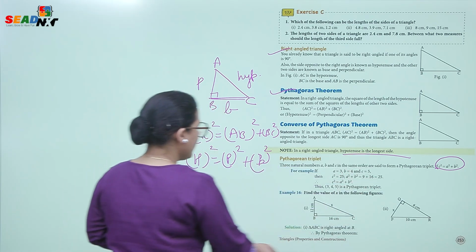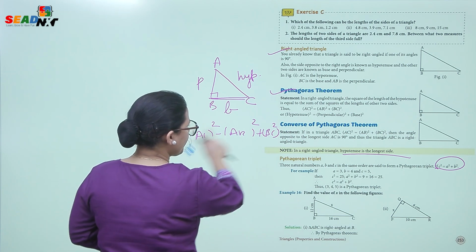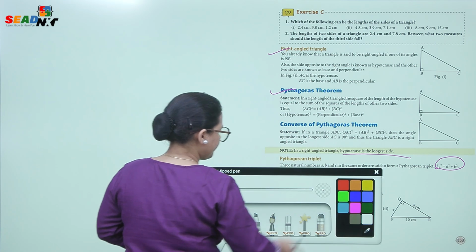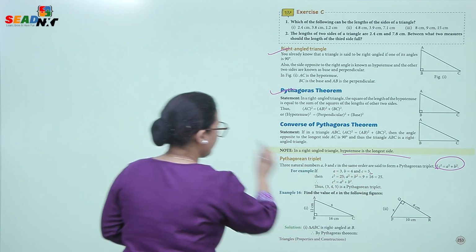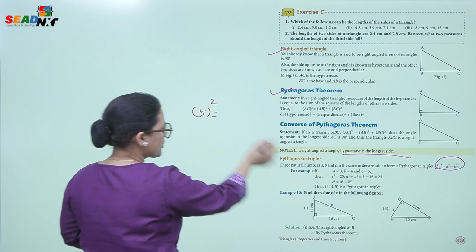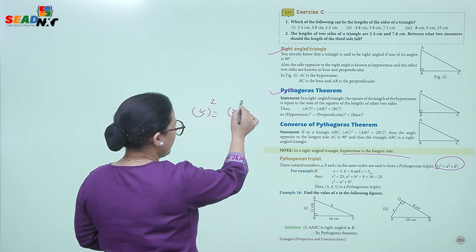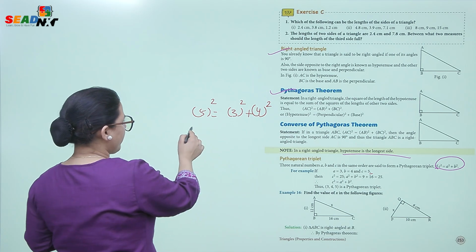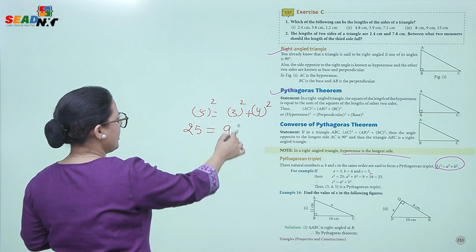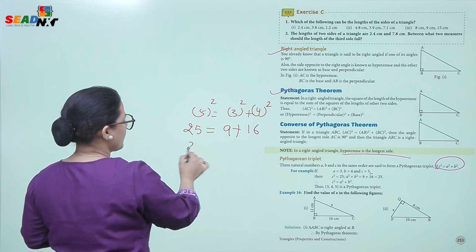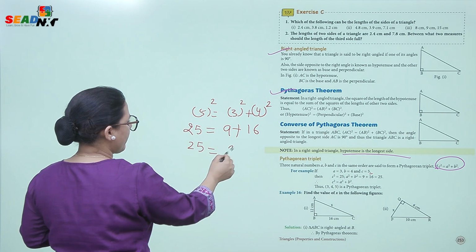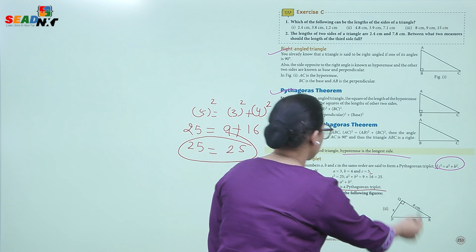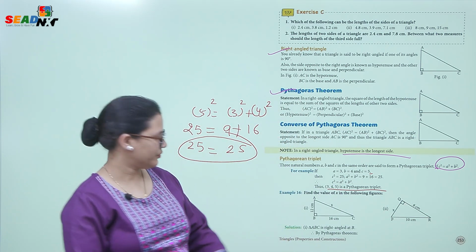According to the formula, C square is equal to A square plus B square. C is 5, so 5 square is equal to A square, that is 3 square, plus B square, that is 4 square. Square of 5 is 25, square of 3 is 9, square of 4 is 16. So 9 plus 16 is 25. These are equal. That means this is a Pythagorean triplet.